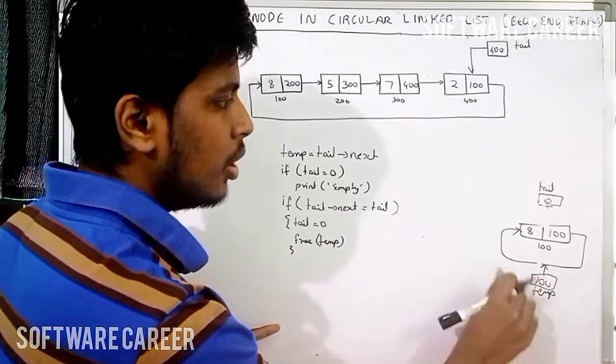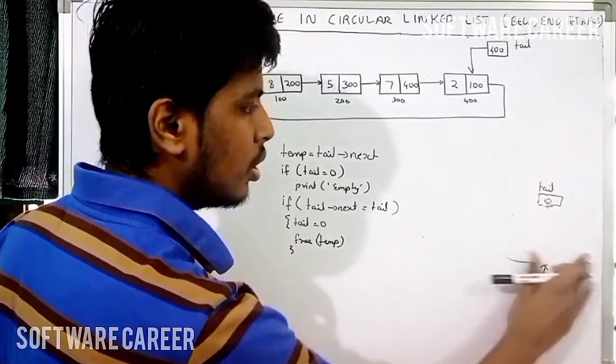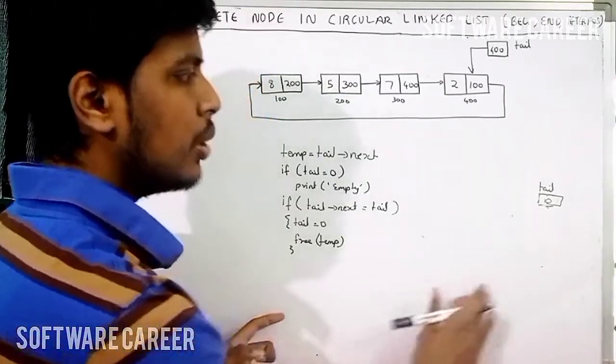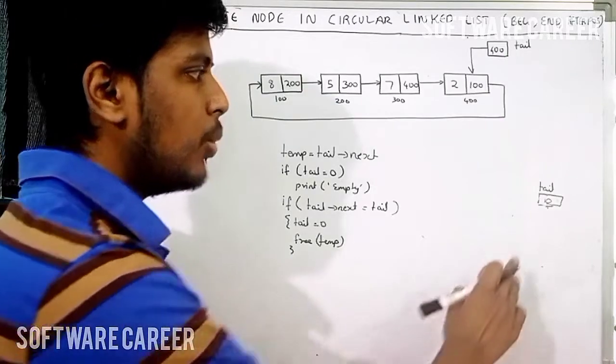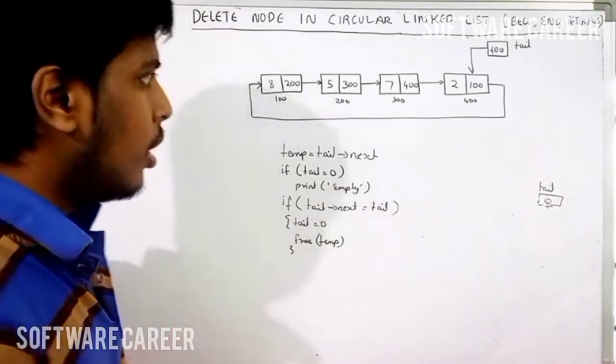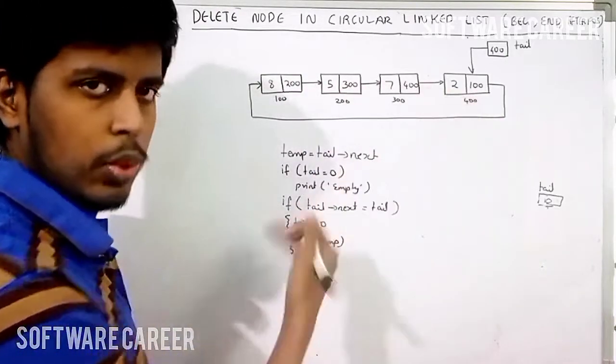Now temp is 100. So this node is removed. This is how you should remove. Now see, there is no node present in the linked list. This is how you should remove when only one node is present. Now let's see the case when there are more nodes.